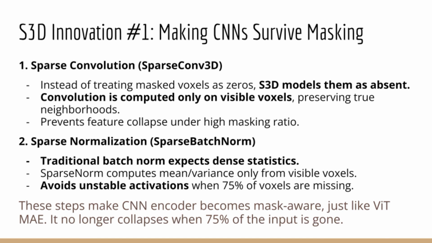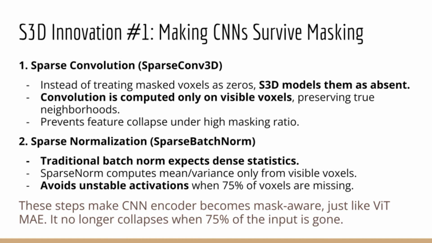So, let's talk about the innovation of the model of this paper, S3D. S3D addresses the sparse input problem for CNNs, and S3D's innovations aim to make the CNN encoder mask-aware, just like Vision Transformer MAE. The first step is sparse convolution. The key here is not treating masked voxels as zeros. Instead, S3D models them as absent. Convolution is computed only on visible voxels, which prevents feature collapse under a high masking ratio.